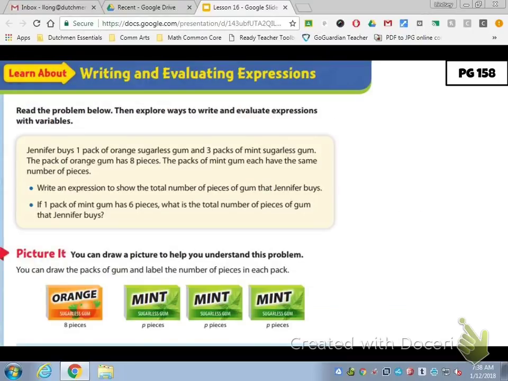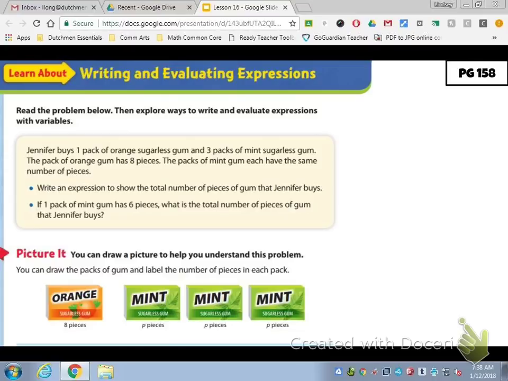Alright, so now we're going to write and evaluate them. Jennifer buys 1 pack of orange sugarless gum and 3 packs of mint sugarless gum. The pack of orange gum has 8 pieces. The packs of mint gum each have the same number of pieces. Write an expression to show the total number of pieces of gum that Jennifer buys.